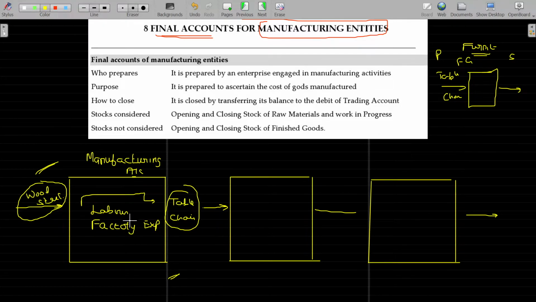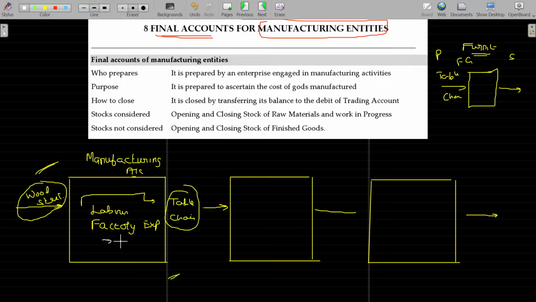Actually, in CMA Foundation, we have the costing paper, especially the cost sheet. In that cost sheet, we call these the factory overheads. Any cost you incur in the factory will be called factory overhead. All these expenses will be grouped and posted on the debit side of the manufacturing account. Here are some examples.